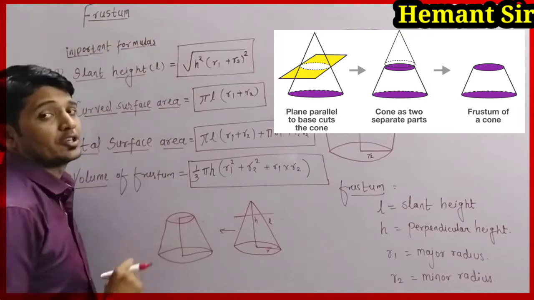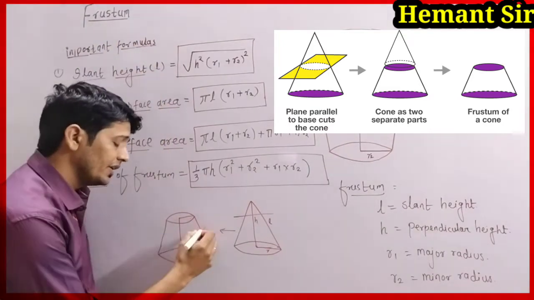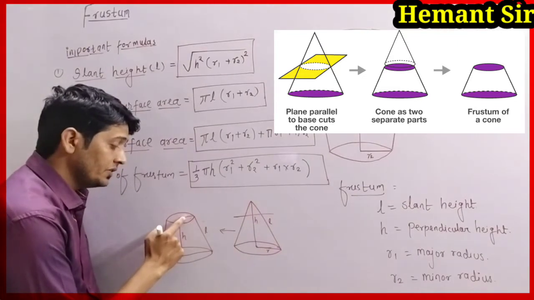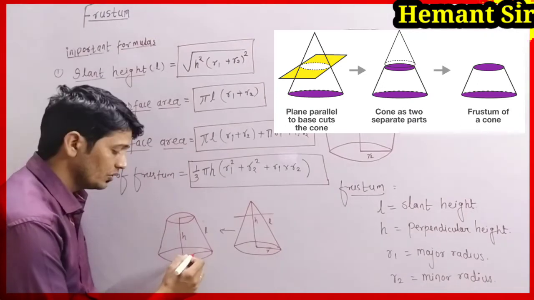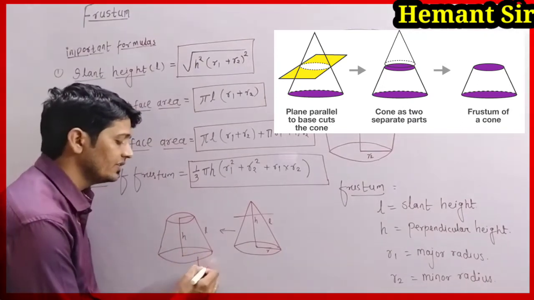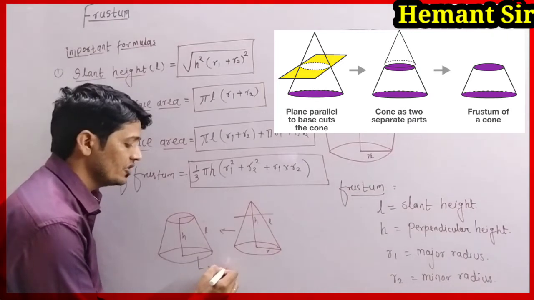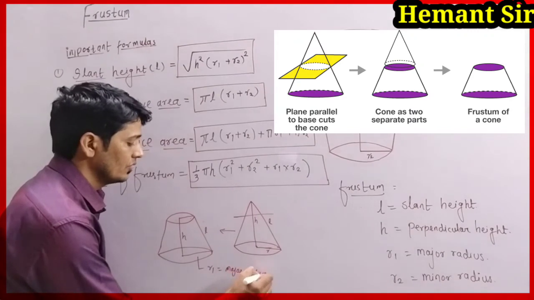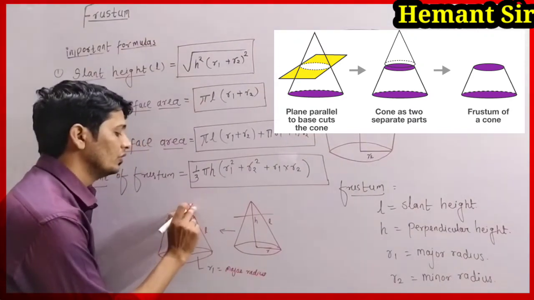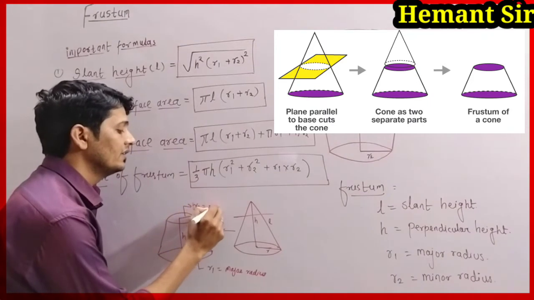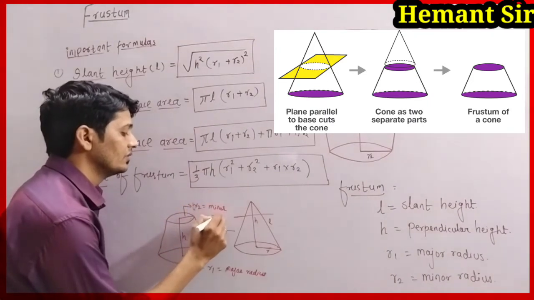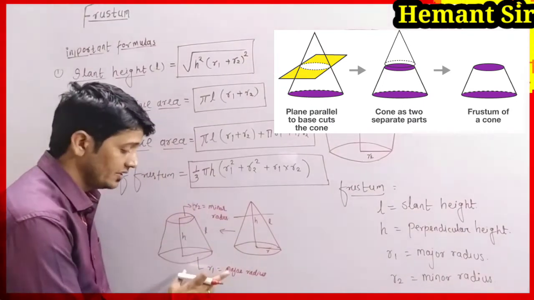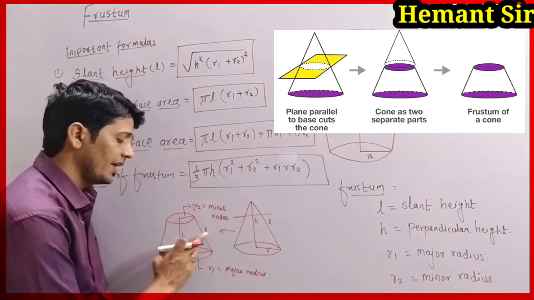Okay, it is the frustum. Now here it is the slant height, it is the perpendicular height. See, this radius is lesser than that, so the greater radius is R1, the major radius, and it is small r2, the minor radius. So this is the minor radius, it is the major radius, it is the perpendicular height, and it is the slant height.